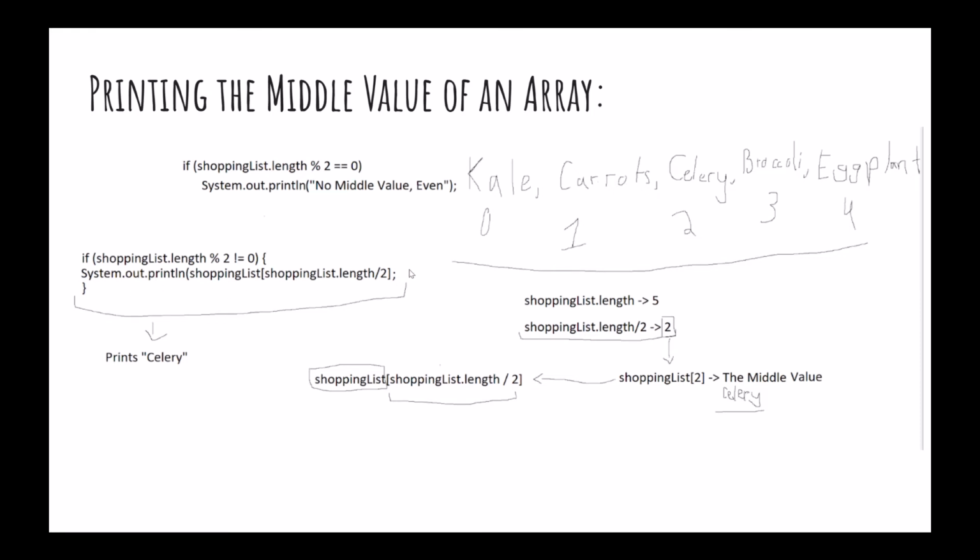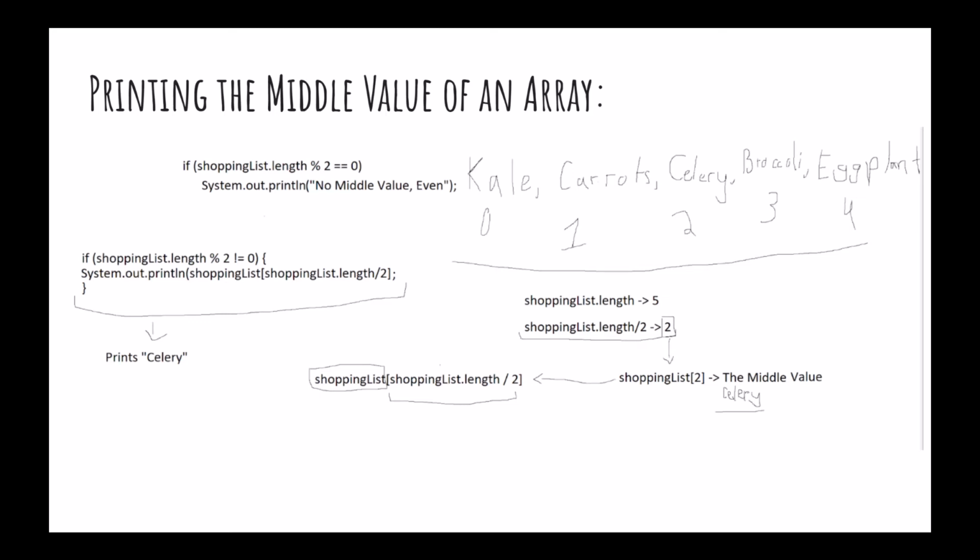Now this looks complicated, but trust me, it's not. We have the shoppingList.length from here, right? And that returns 5, right? Because it's 1, 2, 3, 4, 5. Indexes start at 0. Remember that. 5 divided by 2. Remember, we're doing integer division. If we do 5 divided by 2, it's going to return an integer. If we do 5.0 divided by 2, that's going to return 2.5. But since we're doing an integer divided by an integer, it's going to return 2.